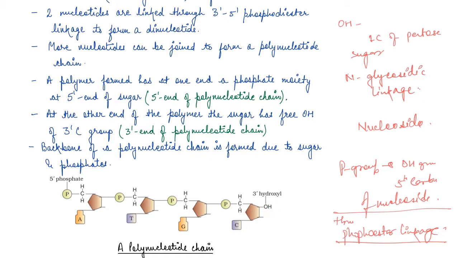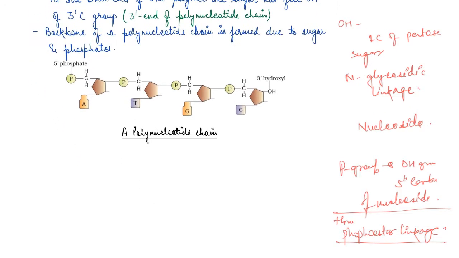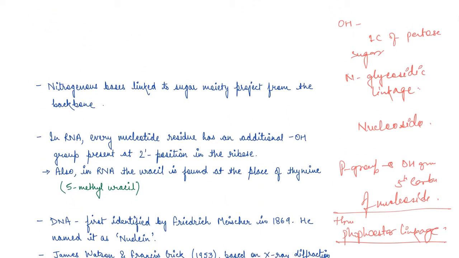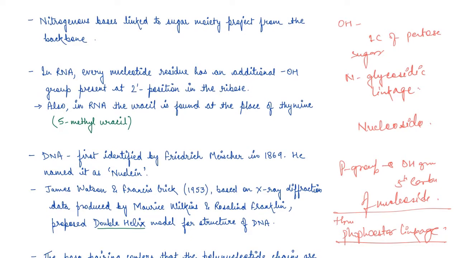Now, backbone. Remember that backbone of a polynucleotide chain is formed due to sugar and phosphate. So, the backbone of the polynucleotide chain is nothing but the pentose sugar and the phosphate, right? Now, the nitrogenous bases linked to sugar moiety project from the backbone. So, the nitrogenous bases are basically projecting from the backbone. They are attached to the pentose sugar and they are projecting from the backbone, right?